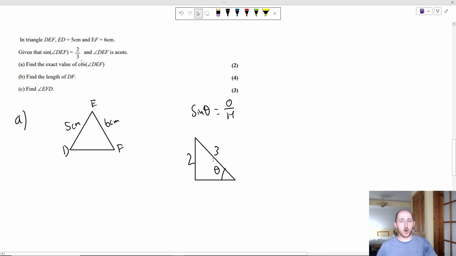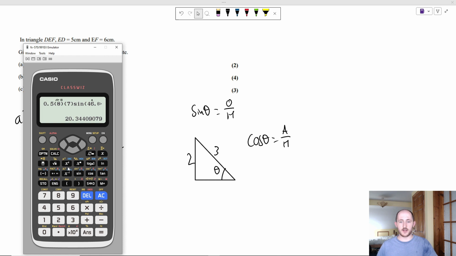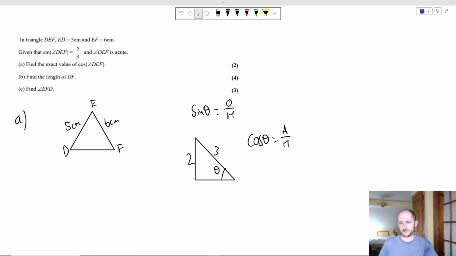So if we're working out cos of that angle, so cos theta, if you remember, is adjacent over hypotenuse. So I need to work out what this side is, which is pretty easy. It's just Pythagoras. And we're working out a missing side that isn't the hypotenuse. So we're going to do square root 3 squared minus 2 squared, which gives me square root 5. Which means the exact value for cos DEF is simply equal to adjacent, which is root 5, over hypotenuse, which is 3.